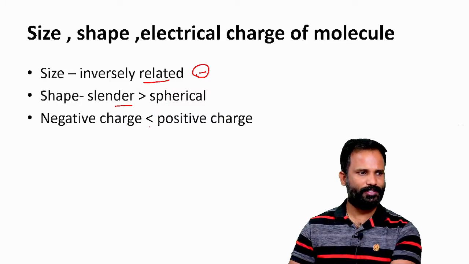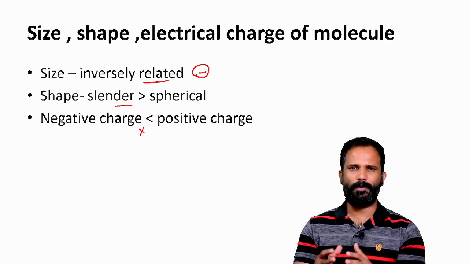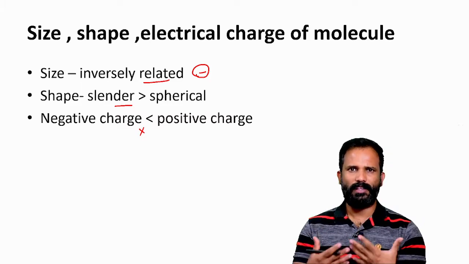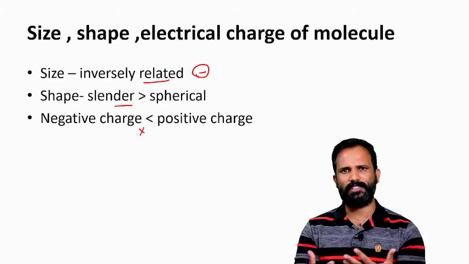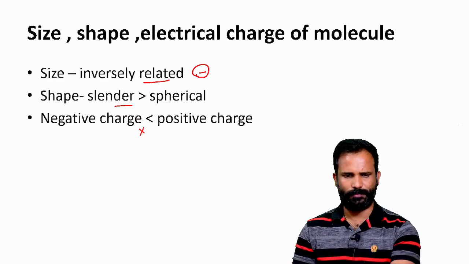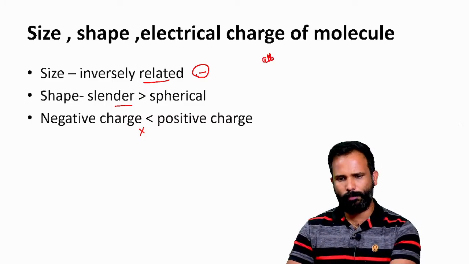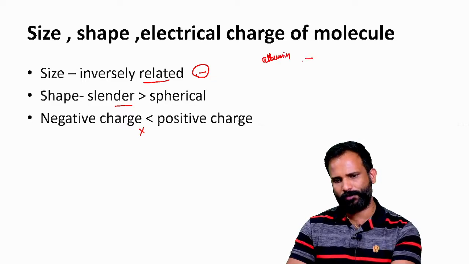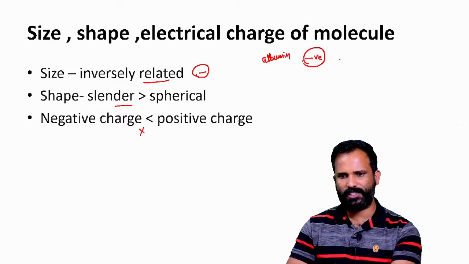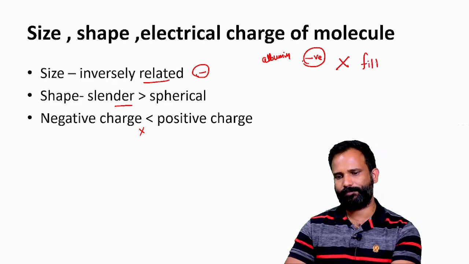Negative charge is less filtered because the podocytes and the basement membrane will repel the negatively charged particles. So positively charged particles are attracted and filtered much. So that's why albumin, even though it's a smaller molecule, because of its negative charge, is not filtered.